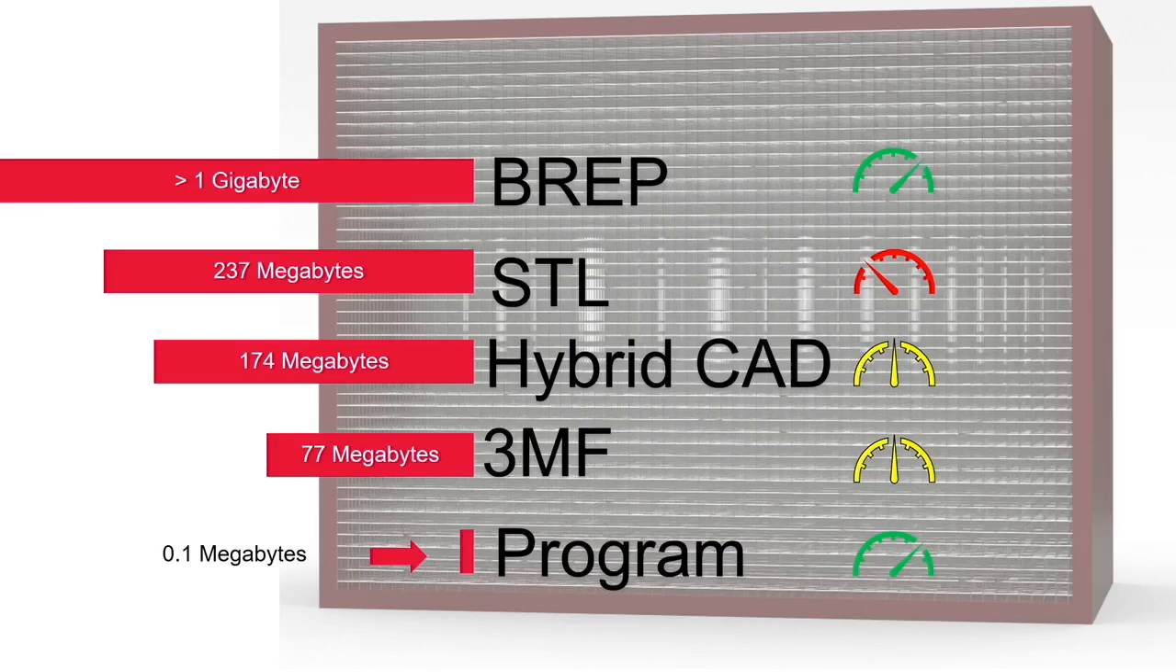STL, 237. So it's a faceted model, a little bit smaller, and then these dials on the side represent accuracy. So your B-rep is pretty accurate, but with the STL, to get it that small, you lose a few things.